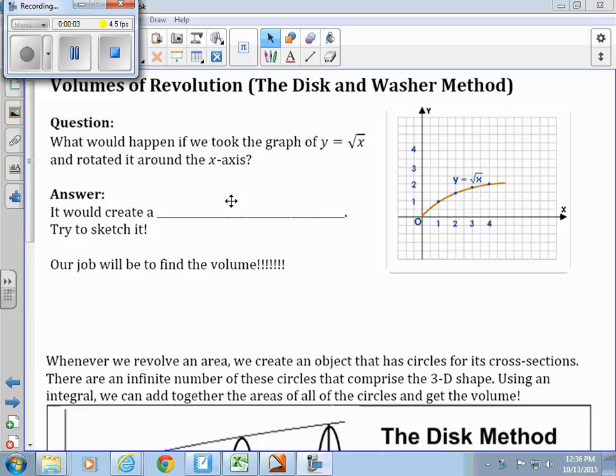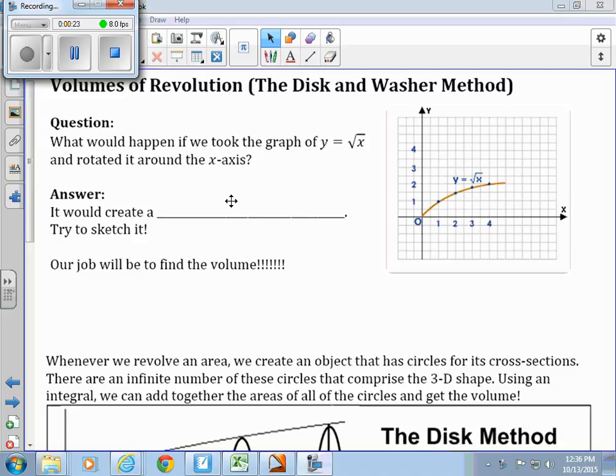From volumes of solids with known cross sections to volumes created by rotating something around the x-axis. That's what we're going to be learning how to do today.